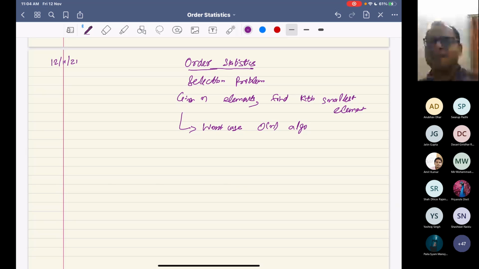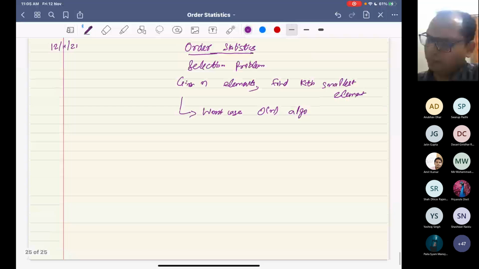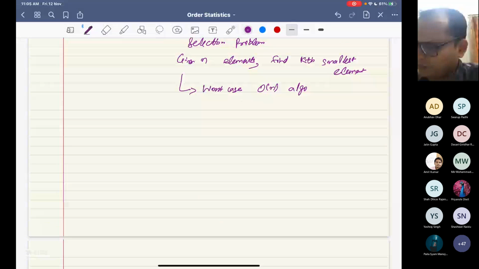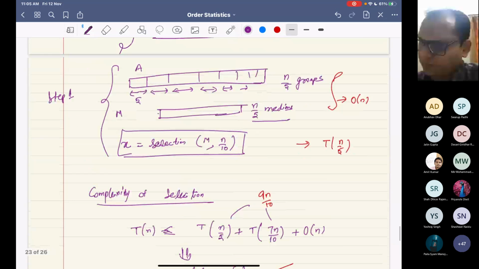Anybody has a difficulty understanding this algorithm, first of all? You're not able to understand this algorithm or anything that we discussed yesterday? Okay.